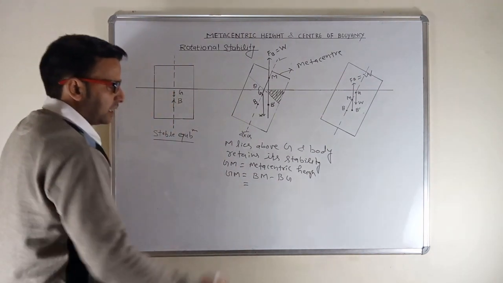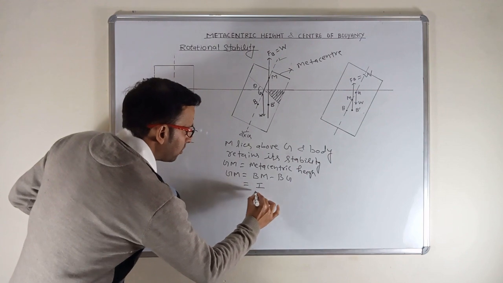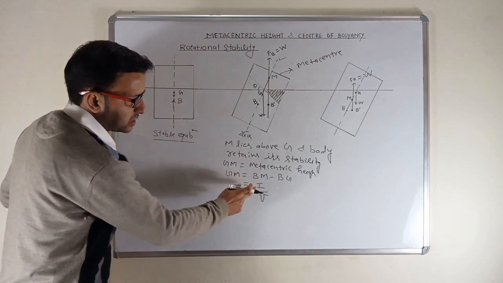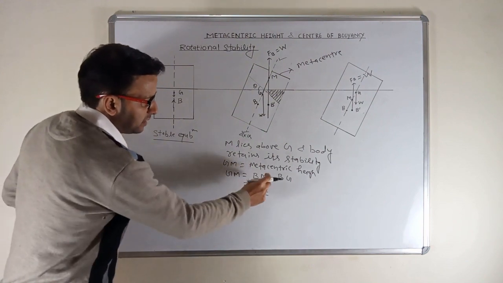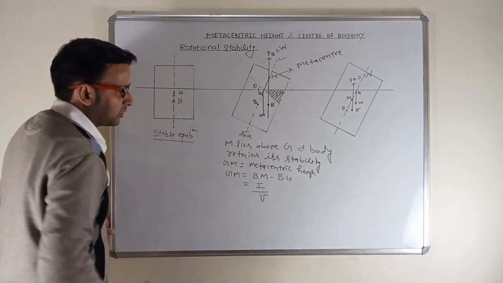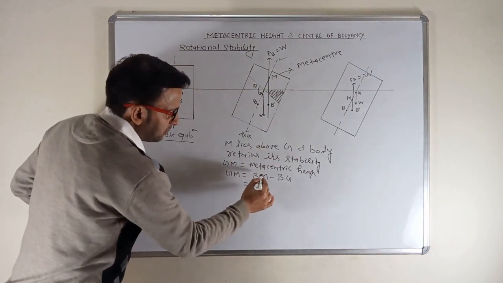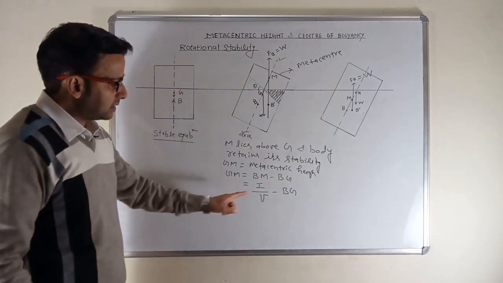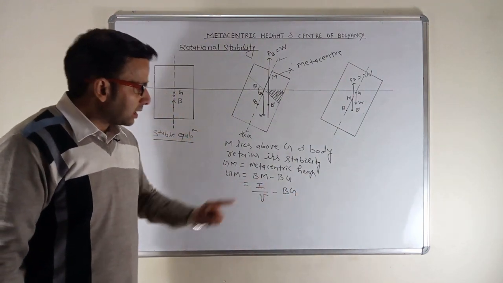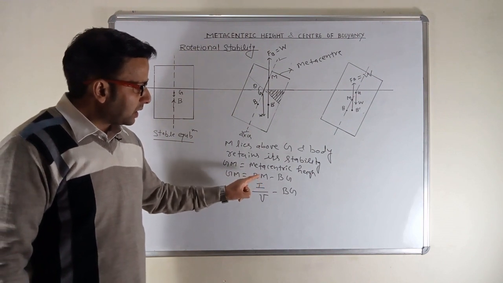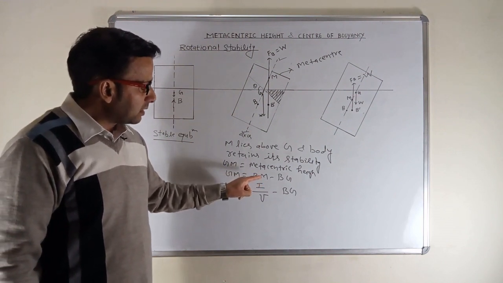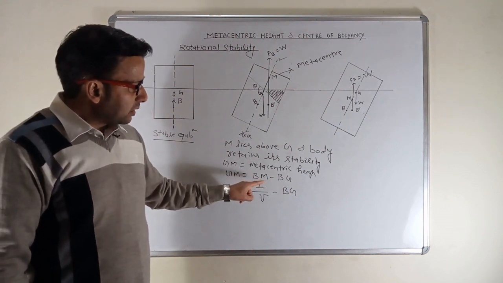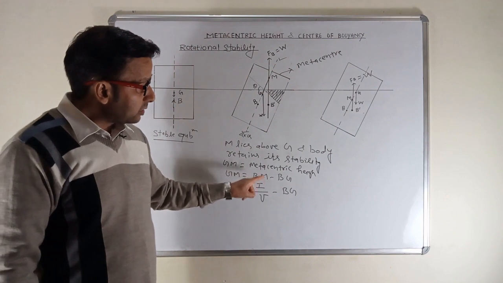Now what is BM? BM is I upon V. It can be proven mathematically. If you suggest, I can prove how BM equals I upon V. But for the time being, we can consider GM is equal to I upon V minus BG. Now the question arises, what is I and what is V? I is the moment of inertia of the surface of the floating body about the centroidal axis.